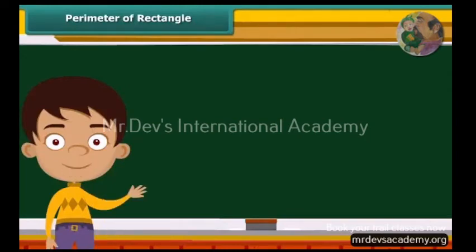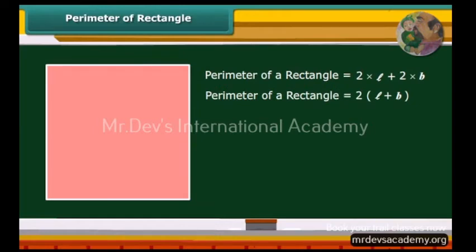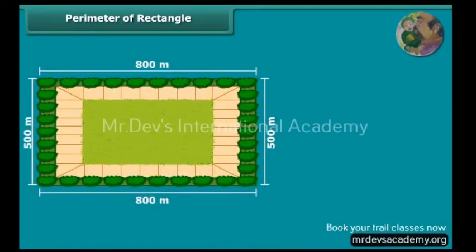Let us now calculate the perimeter of a rectangle. Rectangle is a 4-sided geometric figure whose opposite sides are equal. Therefore, the perimeter of a rectangle is twice its length plus twice its breadth. We can rearrange a little and say that the perimeter of a rectangle is twice the sum of its length and breadth.